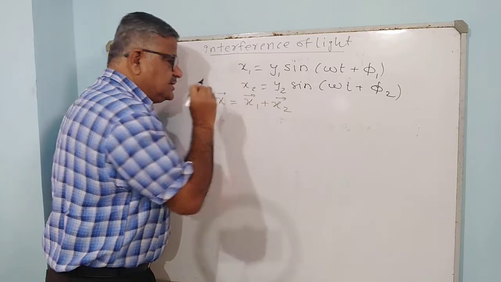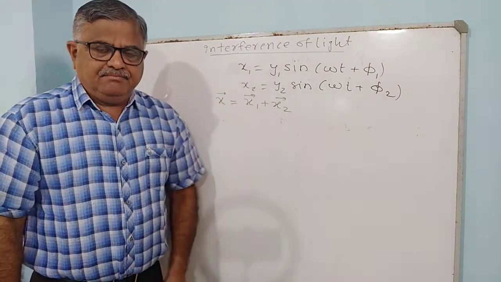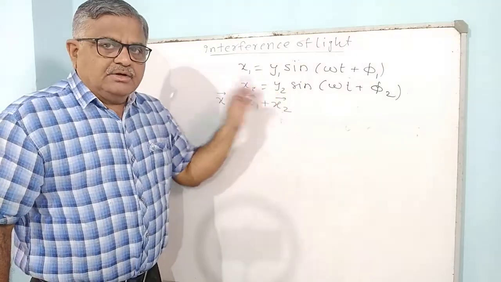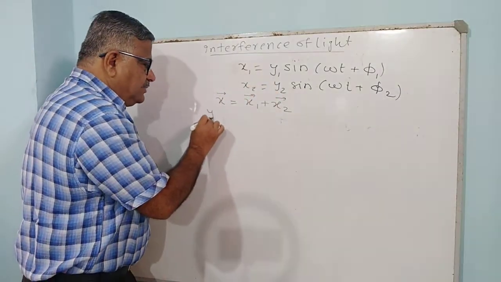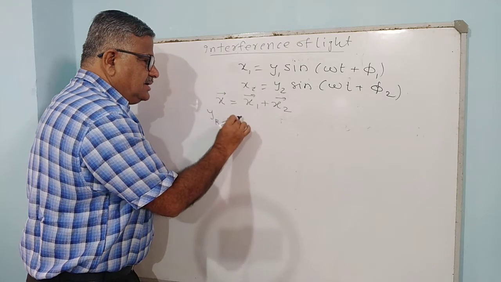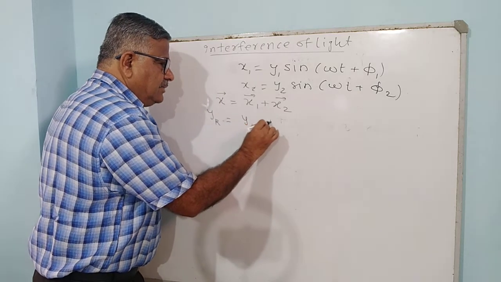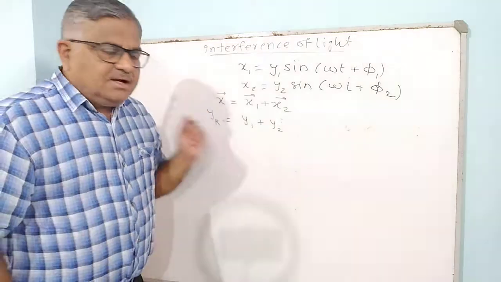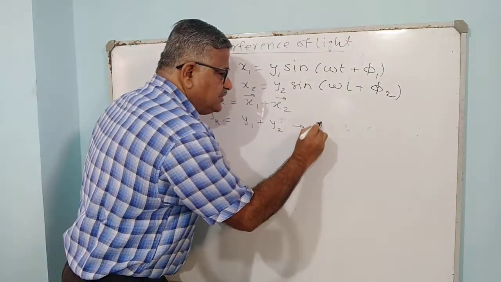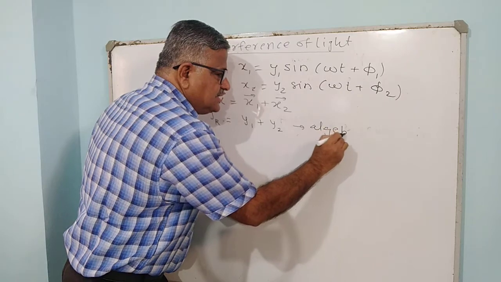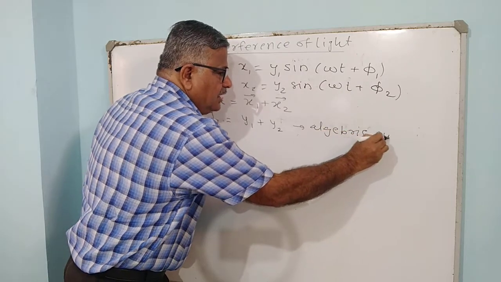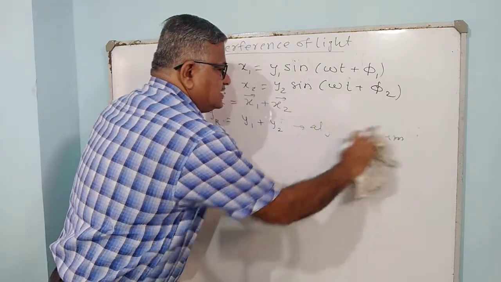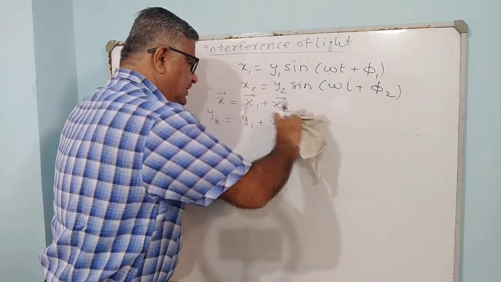Of course, this is according to the principle, a vector sum. Now I want to talk only about maximum displacement which gives you amplitude. So I will say if resultant amplitude is yr here, then the resultant amplitude will be y1 plus y2. But do not forget, although I have used the plus sign here, it is an algebraic sum. Here we may mention also that this is an algebraic sum. I hope all of you know how to find an algebraic sum. For a moment, for better understanding, you can consider it as a vector sum also.